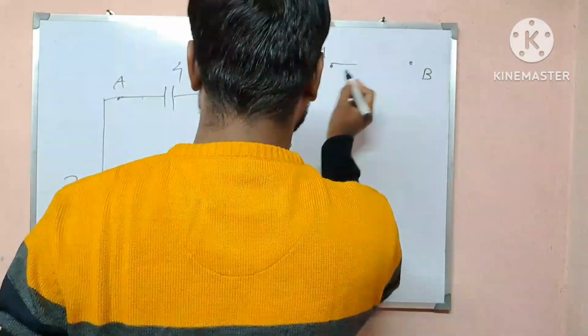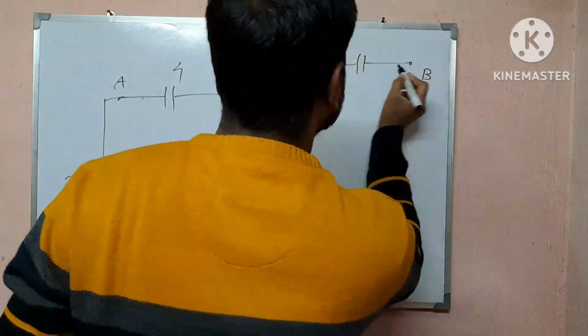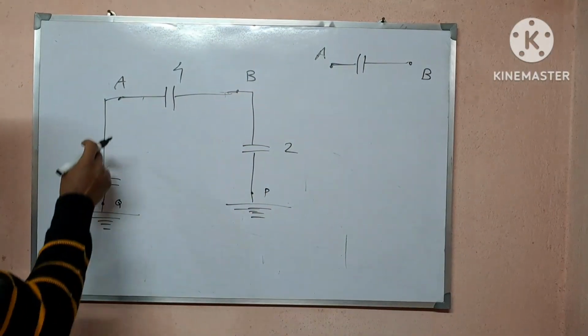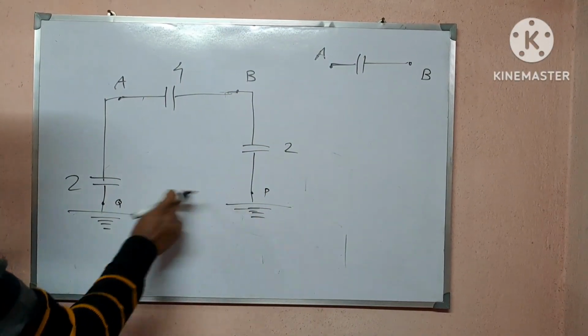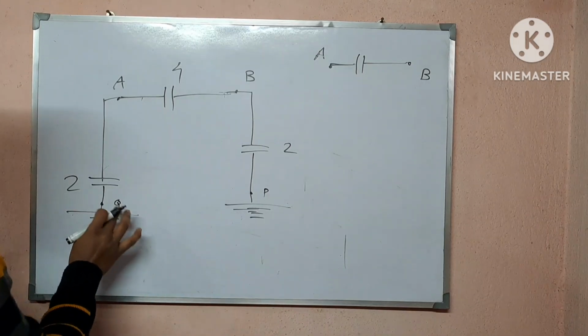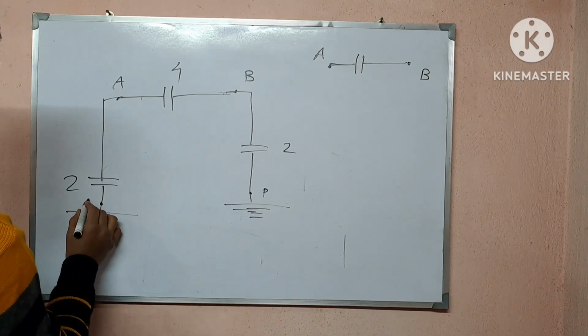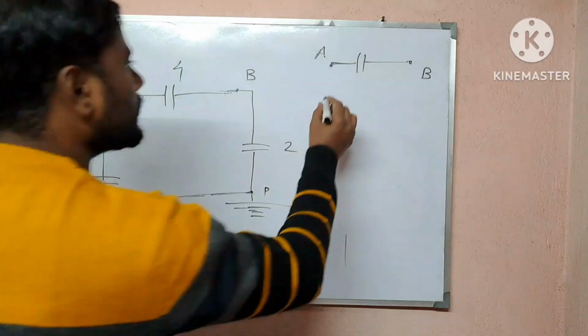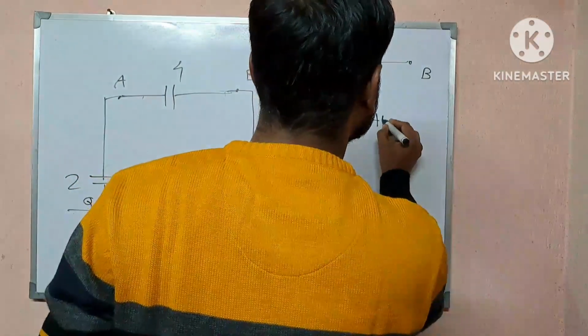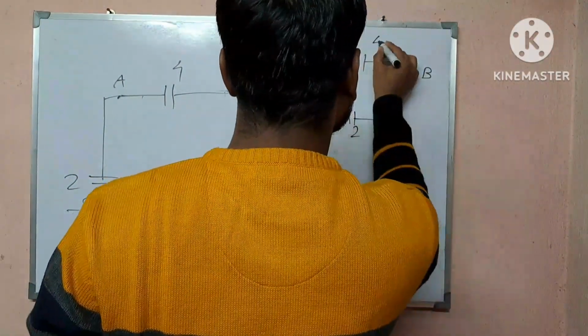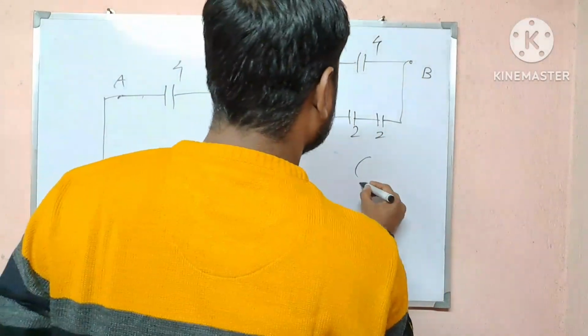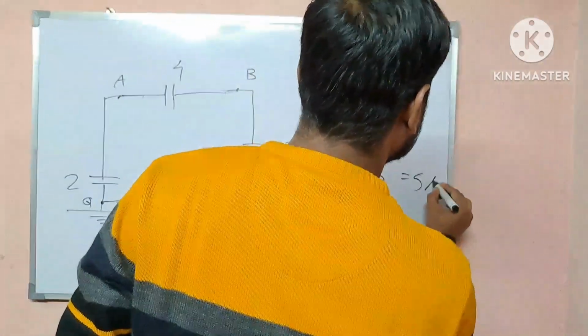The 4 microfarad is directly connected between A and B, and from A, P and Q are the same point. So if P and Q are the same, then we can add them. No problem is there. So this is 2, this is also 2, this is 4. So what will be the answer? Here also the answer will be 5 microfarad.